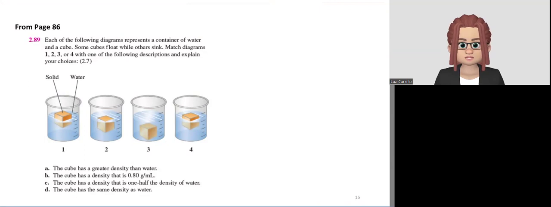From page 86 in the textbook, let's go over problem 2.89. So now that we have conceptually been introduced to density, let's read the following problem. Each of the following diagrams represent a container of water in a cube. Some cubes float while others sink. Let's match the diagrams 1 through 4 with one of the following descriptions and explain your choices.